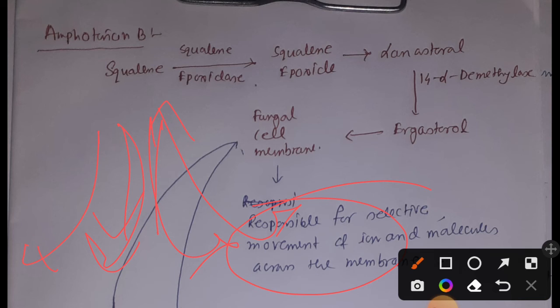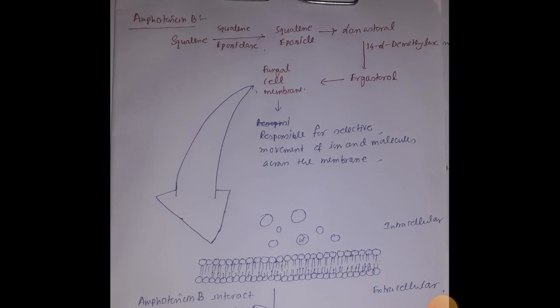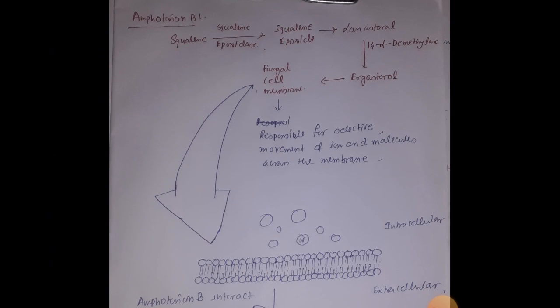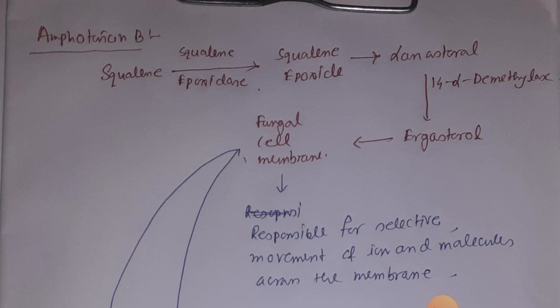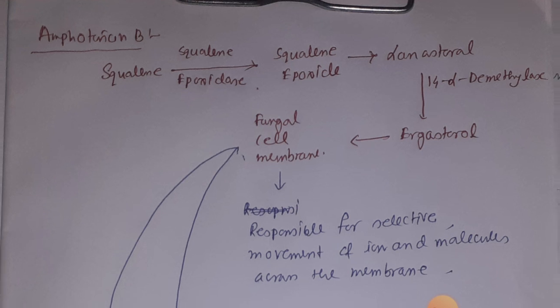This facilitates the recovery of a patient who is infected with any kind of fungal infection, for example invasive candidiasis, where we have used Amphotericin B. So this is the mechanism of action of Amphotericin B. I hope this video will help you understand the basic concept of Amphotericin B.